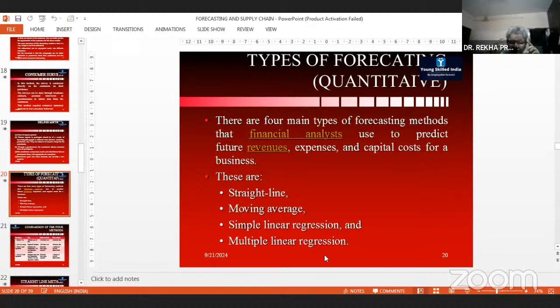So there are four main types of forecasting methods in your quantitative method. One is your straight line, first one. Second is your moving average. Third is your simple linear regression, where the dependent variable is dependent on only one independent variable. And multiple linear regression is where the dependent variable is dependent on more than one independent variable. So these are the basic four types of forecasting we do in quantitative techniques.